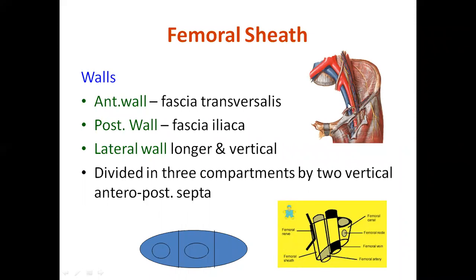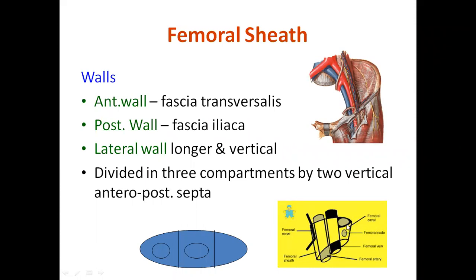Because it is coming from the pelvic region into the thigh region, so it takes part of the fascia, which you can see in the pelvis. Lateral wall is long and vertical. So here in this diagram, this is a femoral sheath. Again, this area is a femoral sheath. The lateral wall can be seen here, and femoral artery, femoral vein can be seen.